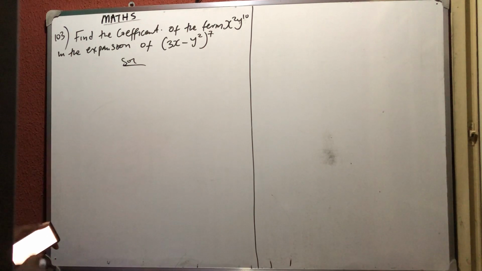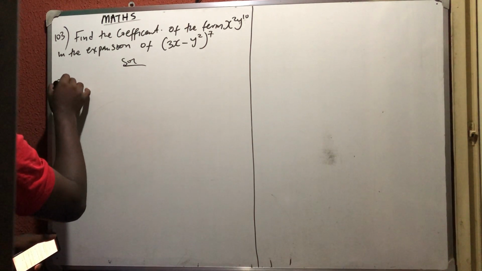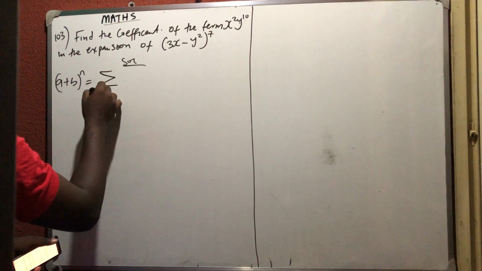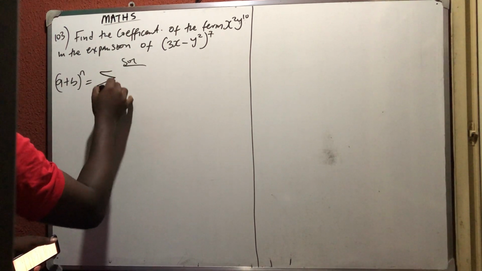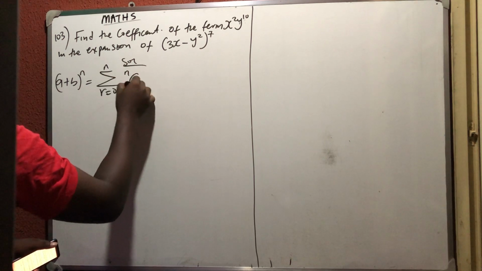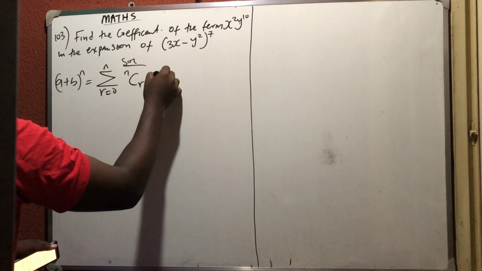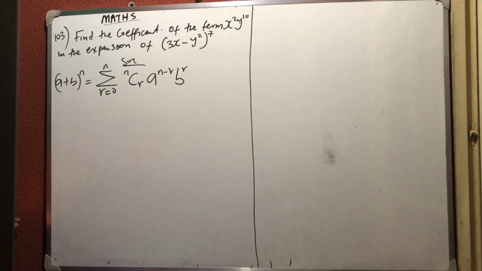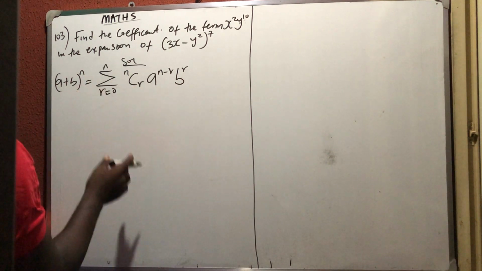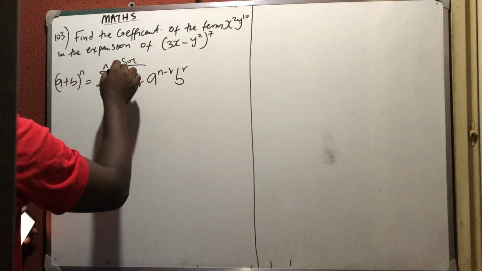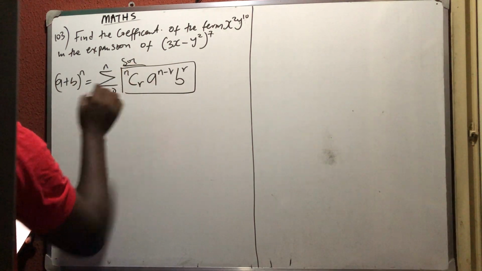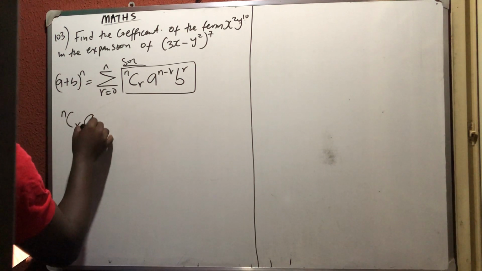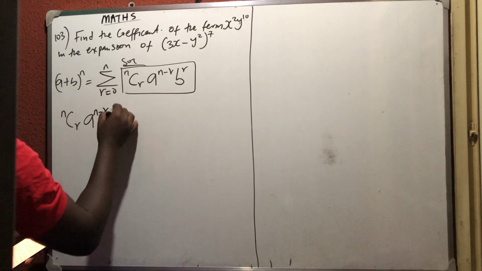So what do we do? I told you that anytime you want to expand (a plus b) all raised to power n, the formula is what? The summation of r starting from 0 to n of what? n combination r, a raised to power n minus r, b raised to power r. Okay, this is the formula. That is when you want to expand it. But if you are looking for a particular term, then use this formula alone. So let us use that: n combination r, a raised to power n minus r, b raised to power r.